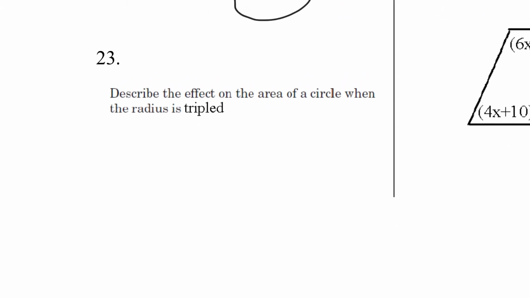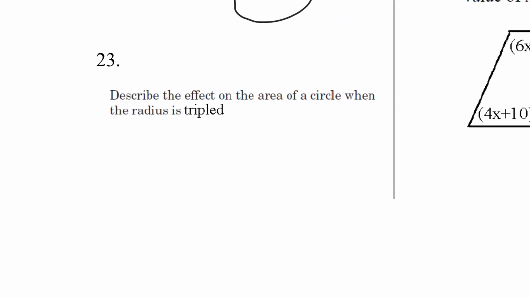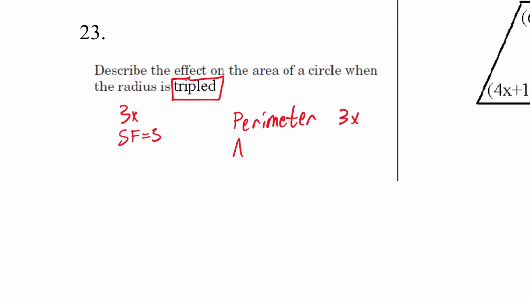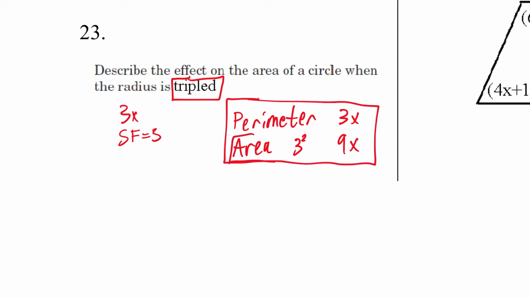All right, number 23. Says, describe the effect on the area of a circle when the radius is tripled. So what does it mean to triple? Times 3. So the scale factor is 3. So this is like we talked about yesterday. For the perimeter it would be 3 times. The area would be 3 squared times. It would be 9 times. It asks about the area, so that's the answer right there.